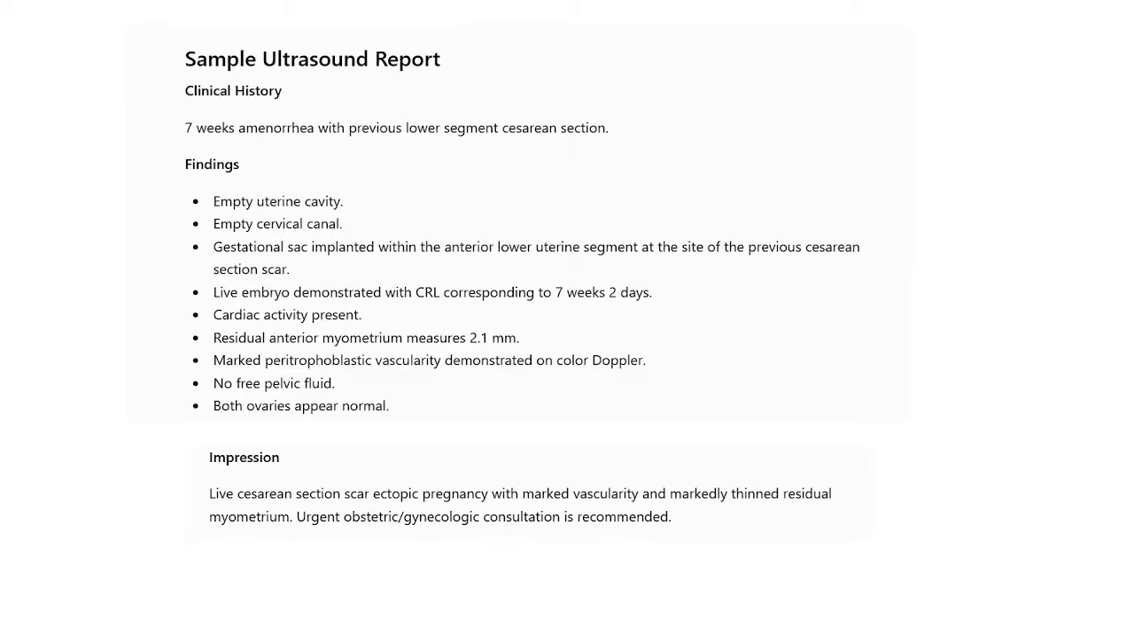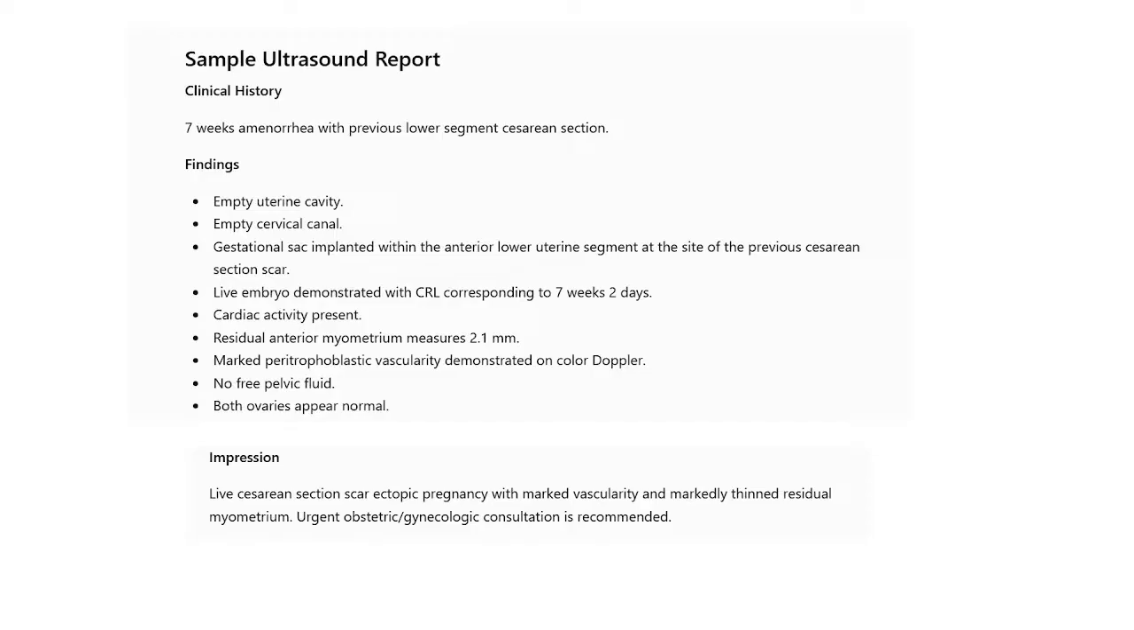So here's a simple summary report that you can use as a template, or you can devise your own. It's fine, as long as it captures everything that is needed. You supply the clinical history: 7 weeks amenorrhea with a previous lower segment cesarean section. For the findings, you can document empty uterine cavity, empty cervical canal, gestational sac implanted within the anterior lower uterine segment at the site of the previous cesarean section.